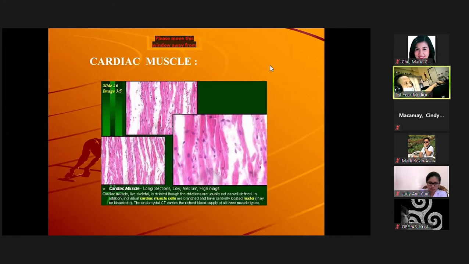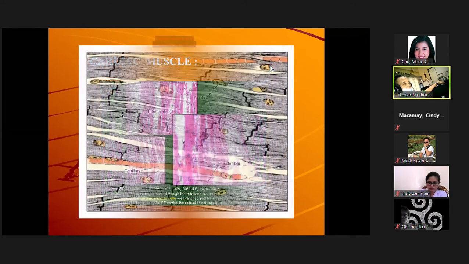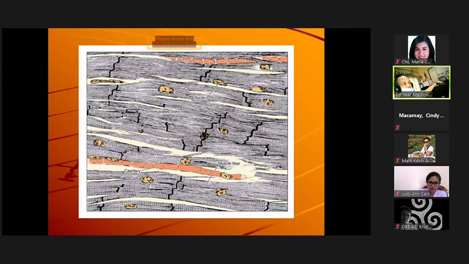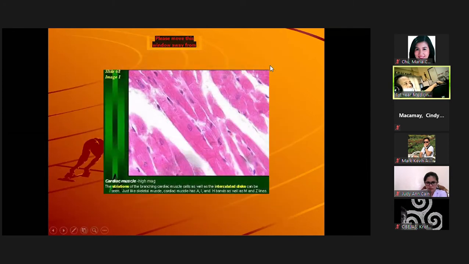Cardiac muscle, another view. You have the low, the medium power, and the high magnification. And this is a schematic diagram to show you more. You have this intercalated disc. You have this nucleus here. You see two nuclei. So that's it. This is another view of your cardiac muscle.